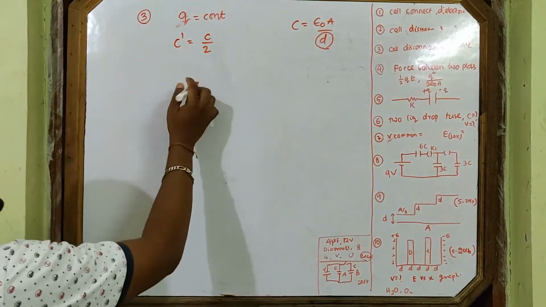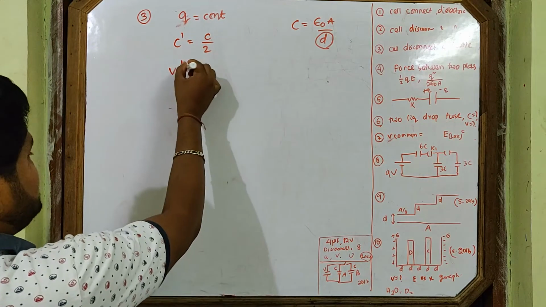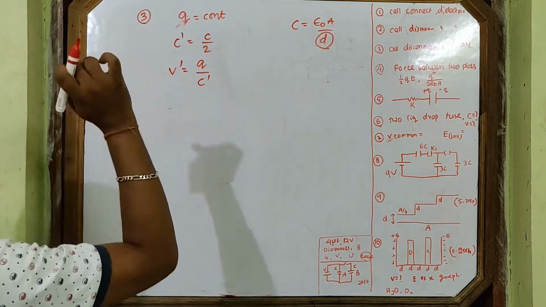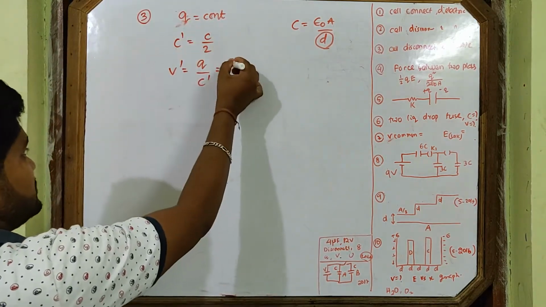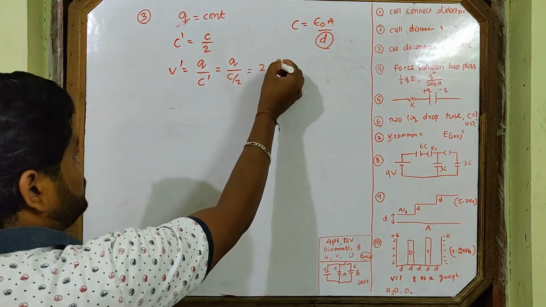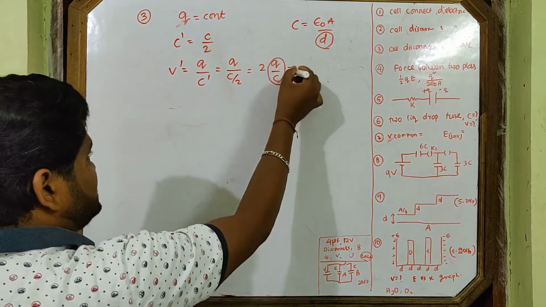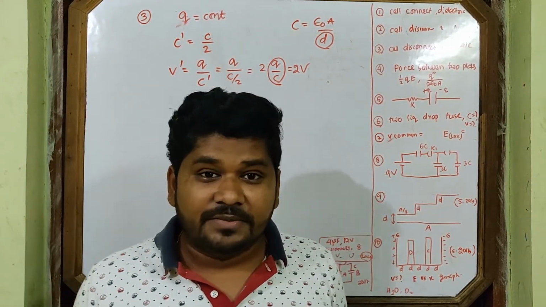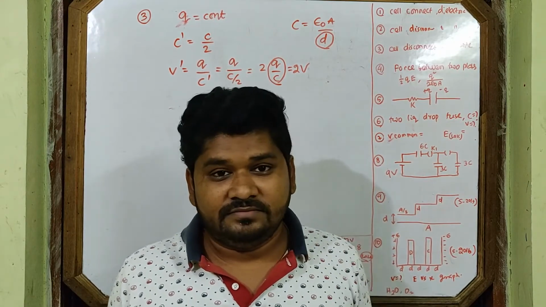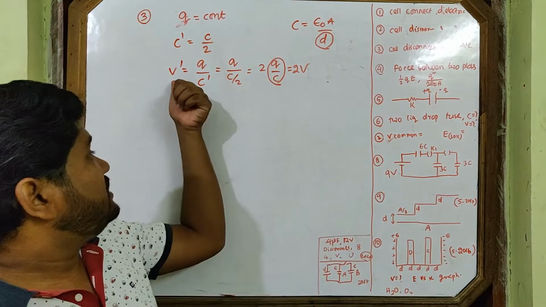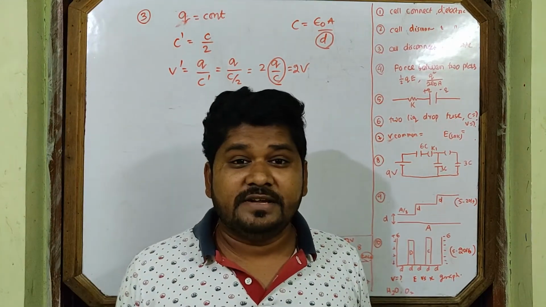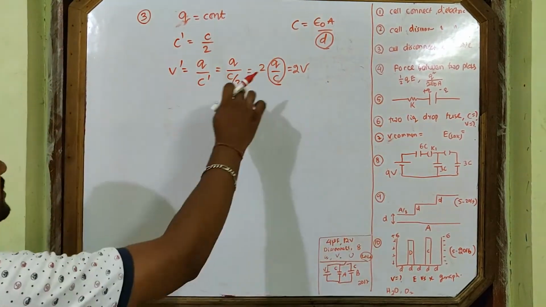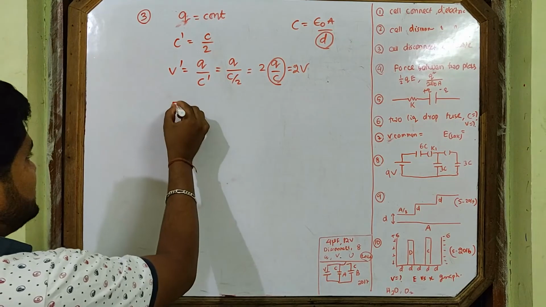Then what about the potential now? Potential, V dash. V is equal to Q by C, but now the capacitance has changed while the charge remains constant. C dash is C by 2, so it is 2Q by C. What is Q by C? This is V. So 2V. The potential difference becomes double. Understand?